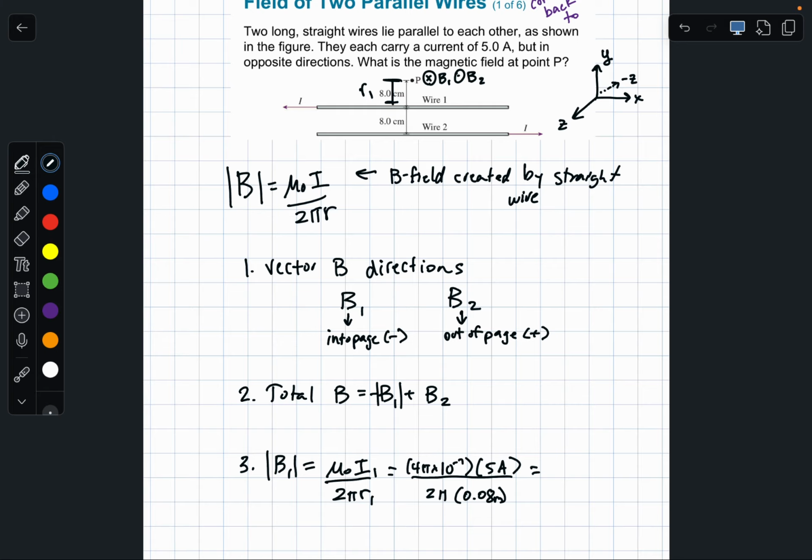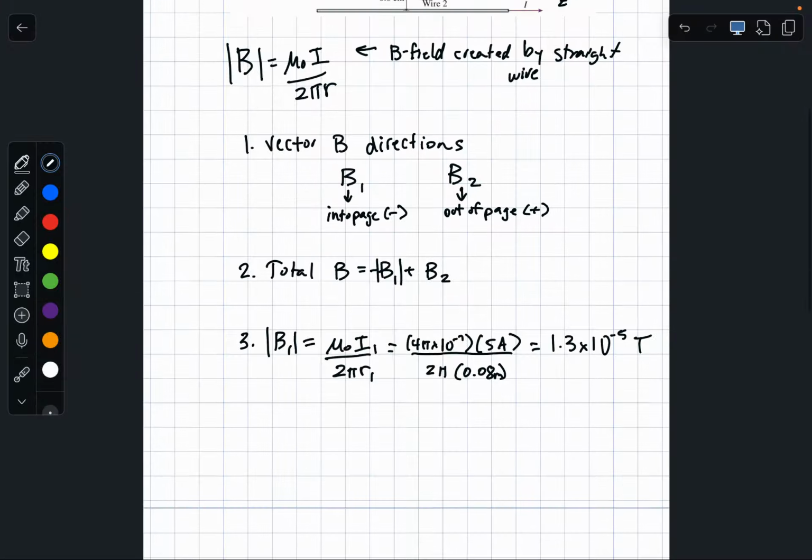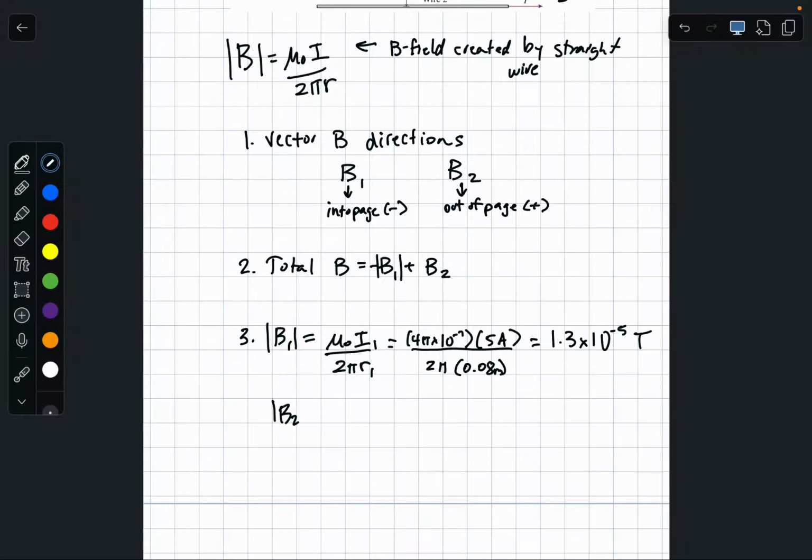4 pi times 10 to the minus 7 times 5 divided by 2 pi times 0.08. Tesla, right? B fields are Teslas. 1.3 times 10 to the minus 5 Tesla. And then that's the magnitude. We're going to add a negative sign to it when we're adding the two together. But for now, we'll leave it as positive.